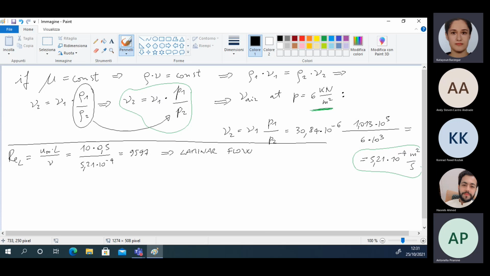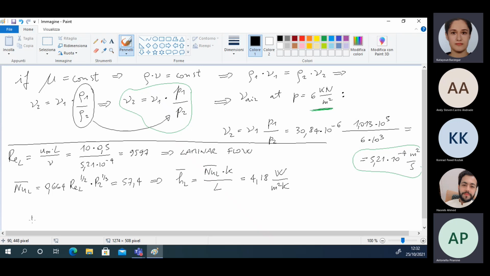Knowing that it is a laminar flow, I select the proper correlation for the Nusselt number, that is for the average value: 0.664 Reynolds number to the 1/2 by Prandtl number to the 1/3, equal to 57.4. I deduce the average coefficient h, and it is equal to 4.18 watt per square meter Kelvin.